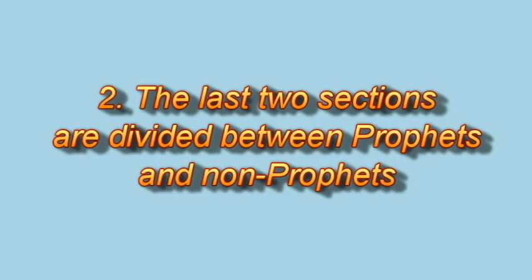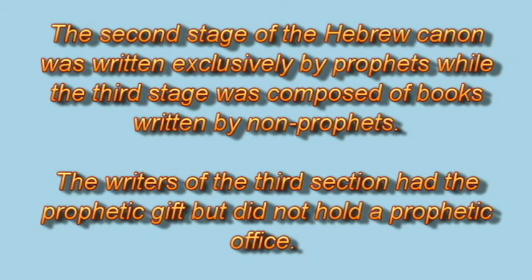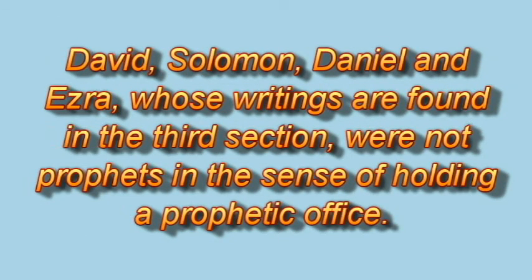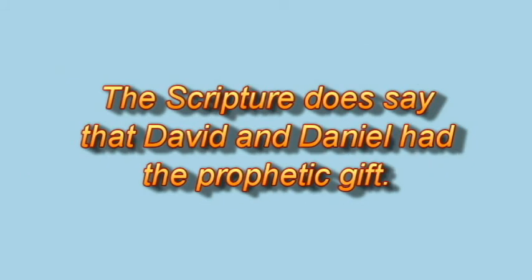Theory 2. The last 2 sections are divided between prophets and non-prophets. There is also the view that the 2nd stage of the Hebrew canon was written exclusively by prophets, while the 3rd stage was composed of books written by non-prophets. The writers of the 3rd section had the prophetic gift, but did not hold a prophetic office. David, Solomon, Daniel and Ezra, whose writings are found in the 3rd section, were not prophets in the sense of holding a prophetic office. However, the scripture does say that David and Daniel had the prophetic gift.